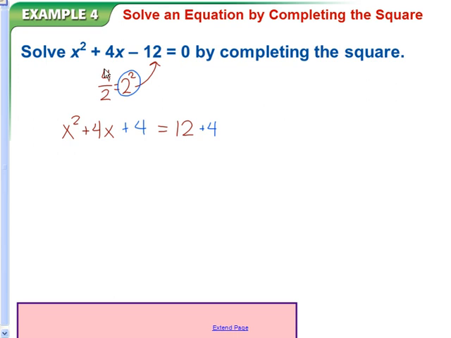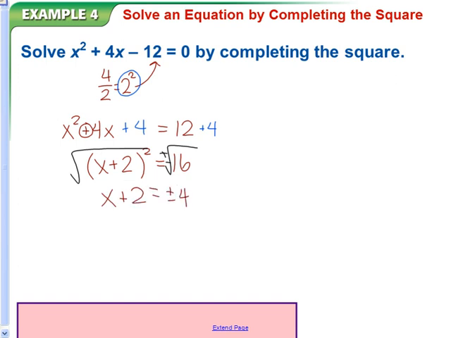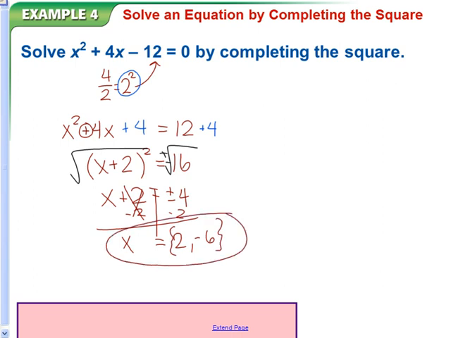All right, so now let's go back and put it in our parentheses. This would be x plus, what was squared to make the 4? 2 was. And then on the other side you get 16. And then you take the square root of both sides. You get x plus 2 equals plus or minus 4. Then you subtract 2. And x equals 4 minus 2 is 2. Negative 4 minus 2 is negative 6. And that's our answer.